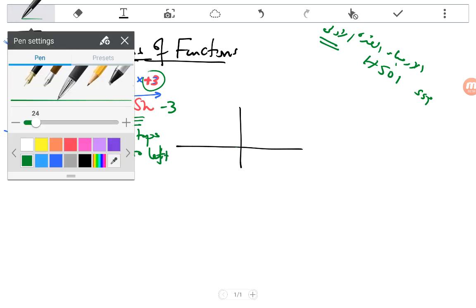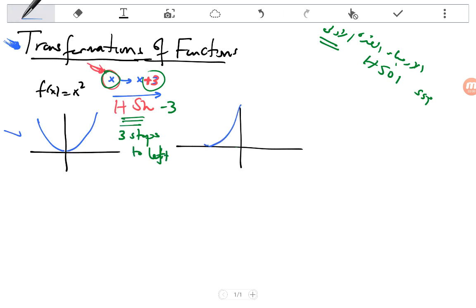Okay, so what will be the new graph of the function? That will be like this. Now this new function, I want to write the expression of this function. What would it be? It would be x plus 3 all squared. This is the new function. It is called f of x plus 3. We may give it a new name, for example, g of x.